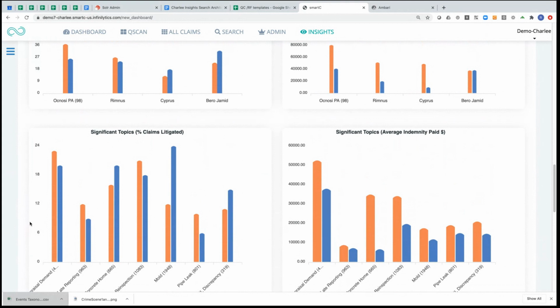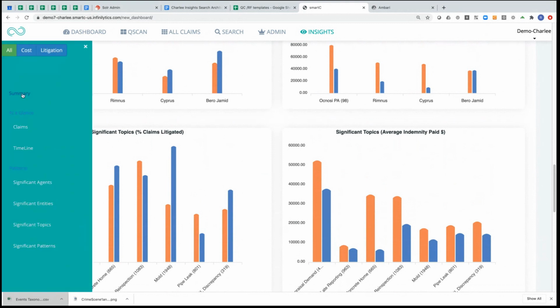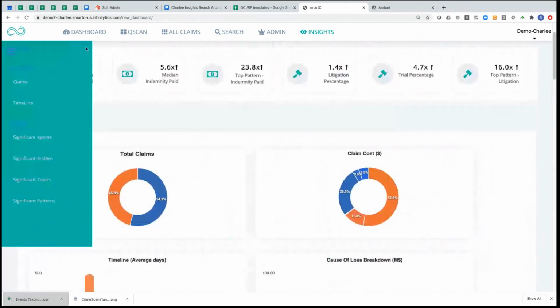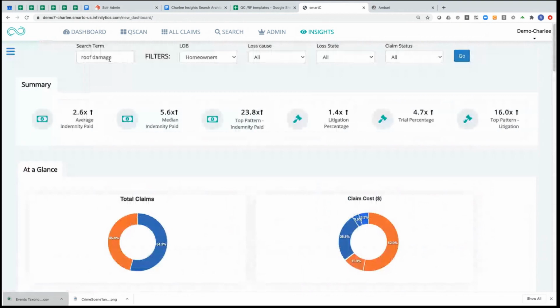Thanks, Tim. And a couple of things you mentioned, like, for example, the age of the roof. Yes, that is definitely something we can pull out as one of the topics and then do some correlations on that. You mentioned public adjusters. Like, for example, in this case, there's this public adjuster called Ocnosy PA who has come up in this particular claim. So you can actually run searches for that. So let's go back and say if you want to do a search for a particular public adjuster, a particular entity, and see what shows up.